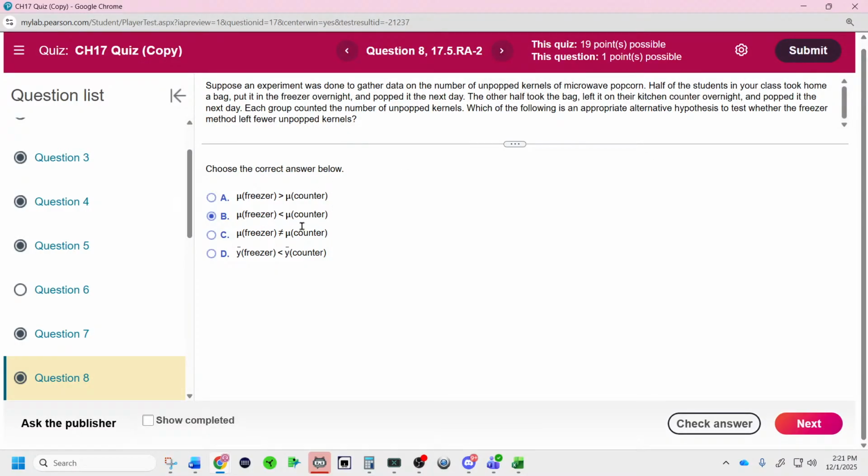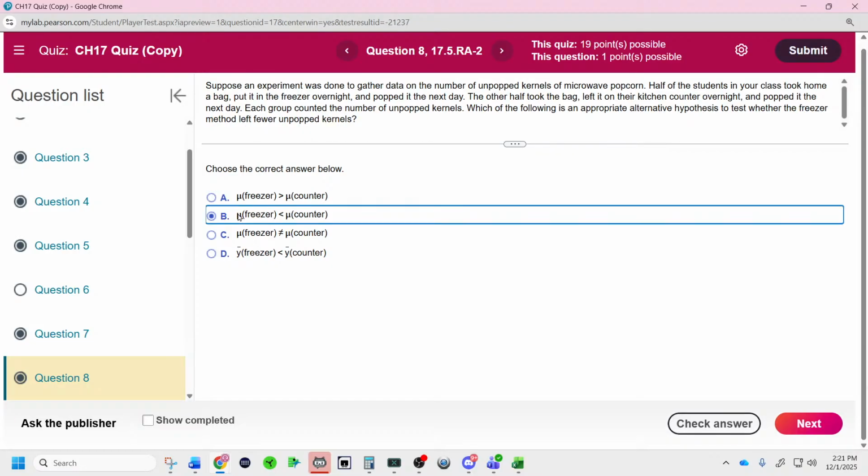Is it this one? Yeah, so they want to see which of the following is an appropriate hypothesis to test whether the freezer method left fewer. So freezer less than counter. Yep. Because you're going to say the true average of freezer leaves less than the average of counter on average for the alternative.